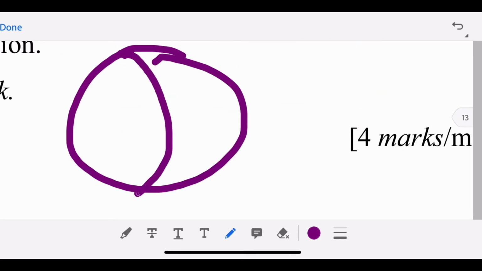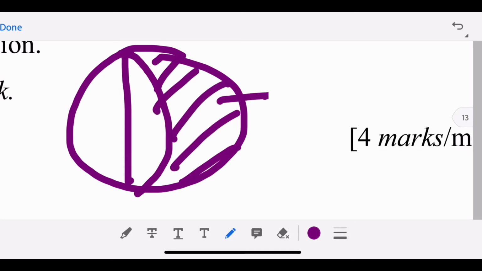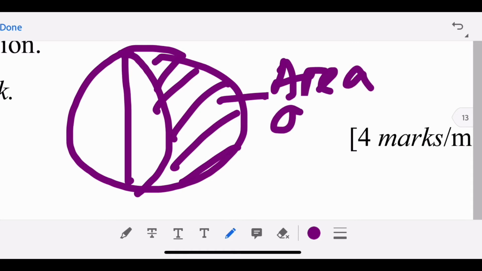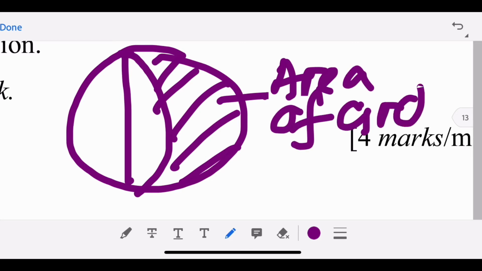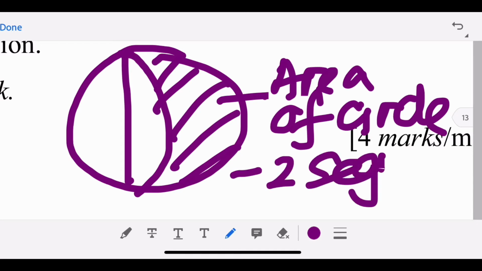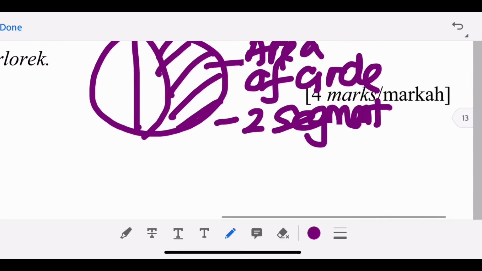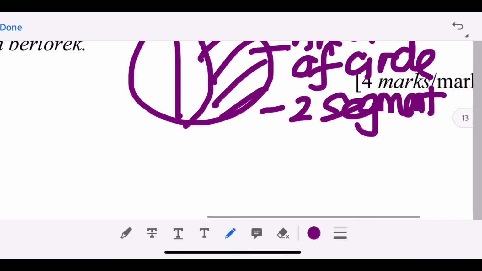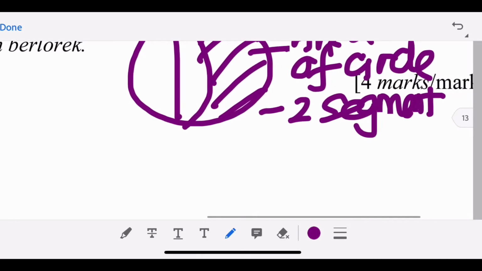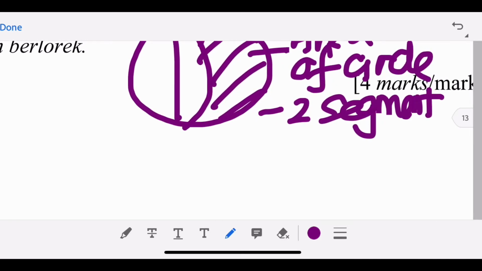Now let's see the circle again. I will explain to you. So this is a segment. This is a shaded region. I'm going to find the area of the shaded region. First of all, I will find the area of the circle, minus out the area of the two segments. Can you see there are two segments? It looks like a moon shape, right?